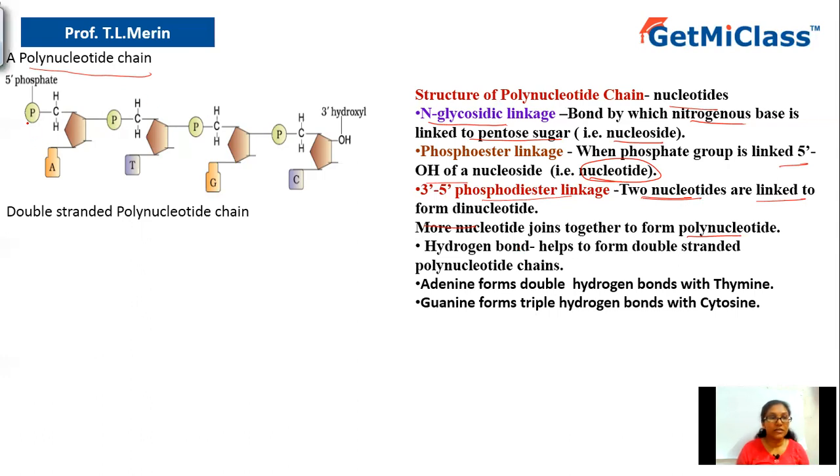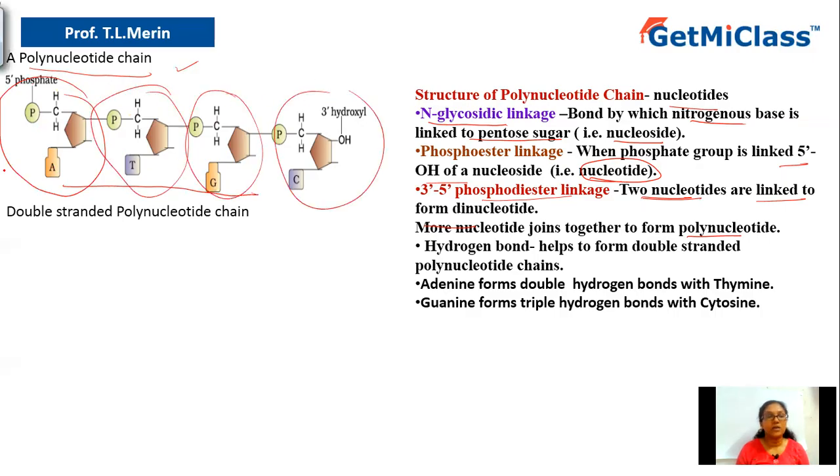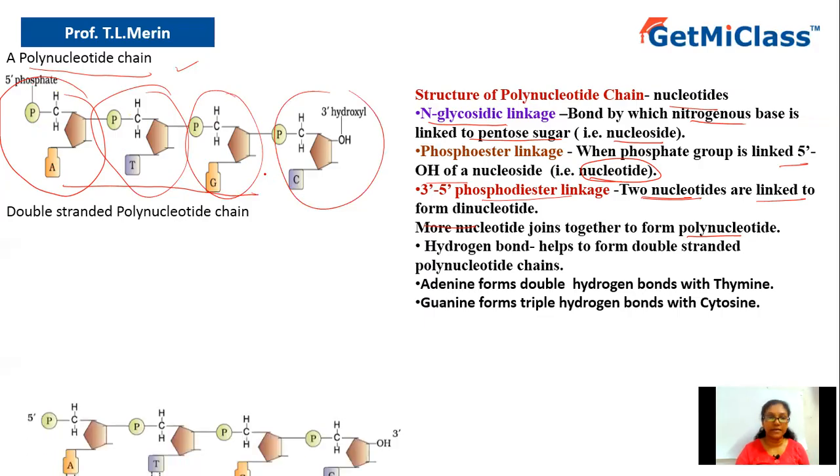So here you can see a single chain of nucleotides. This is why it is called a polynucleotide, where this is one nucleotide with the phosphate we are talking about, this is the second nucleotide, this is the third nucleotide, this is the fourth nucleotide. So this is a continuous chain of nucleotides.